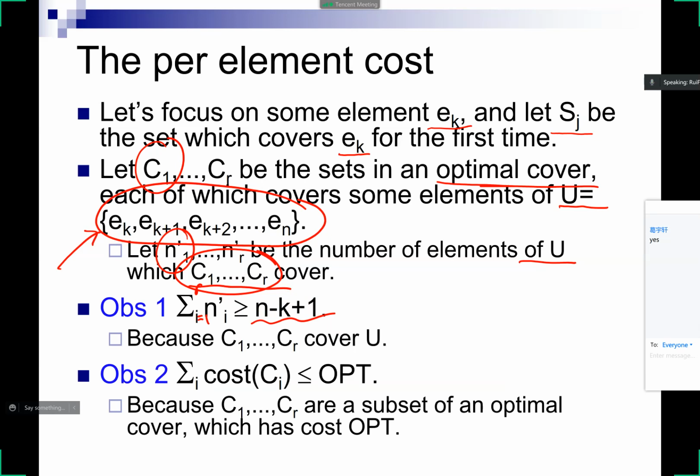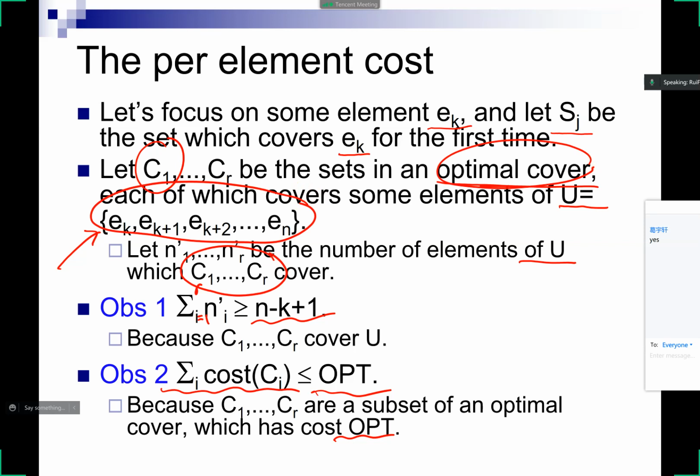The second observation is that if you add up the costs of all of these sets, it's going to be at most opt, where opt is the cost of the minimum set cover. This is because these Ci are a subset of the optimal cover. These Ci are only used to cover these U elements, but there are also other elements that we haven't even considered yet. So these C sets are a subset of the optimal cover, and the optimal cover itself has a cost of opt. Therefore, the cost of the C sets is going to be at most opt.